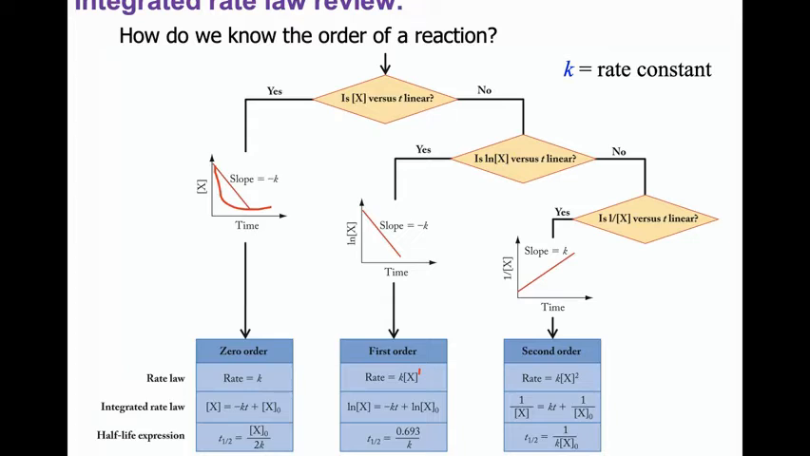If this was not linear, and the answer is no, then we try to see if it's a second order reaction, and we try to fit the data, the reciprocal of the concentration, 1 over the concentration as a function of time. Is that linear? If that's linear, then it's second order. And the rate depends on the rate constant times the concentration to the second power. So that's our rate law.